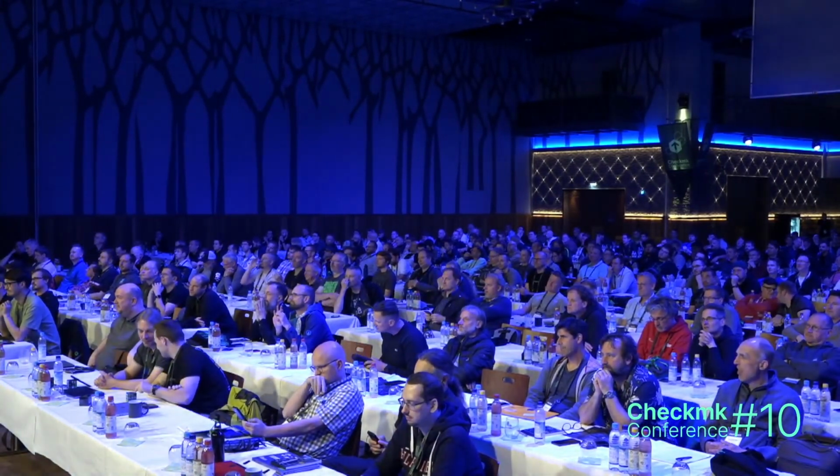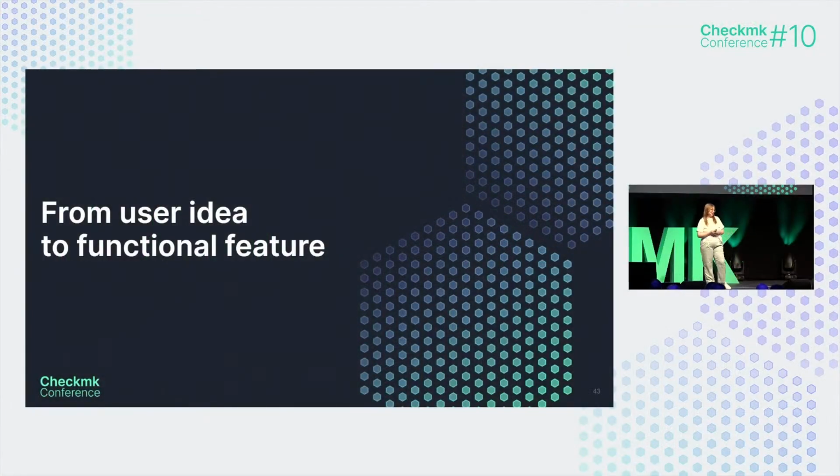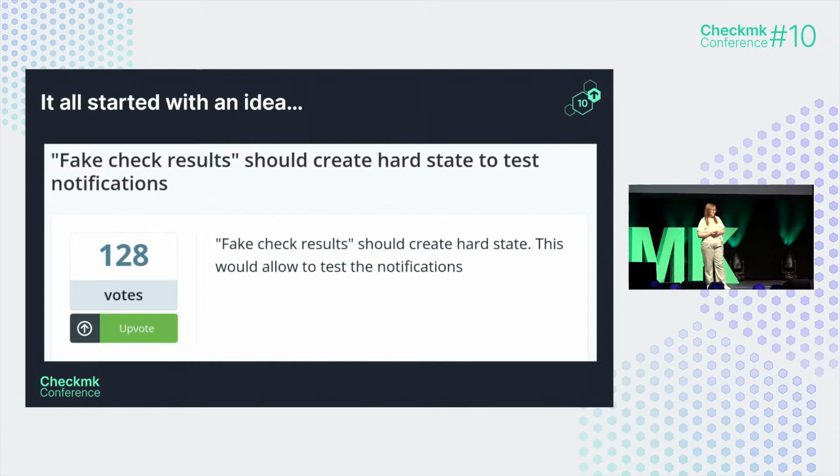Of all of those improvements, there's one project I consider my personal favorite. So I'll take you on the journey from user idea to functional feature. And at least 128 of you know this one. It started with an idea in the ideas portal. Fake check results should create a hard state. This would allow testing notifications. A very specific idea with a clear goal in mind. Test the notifications.